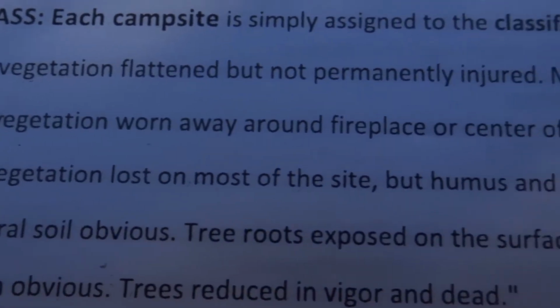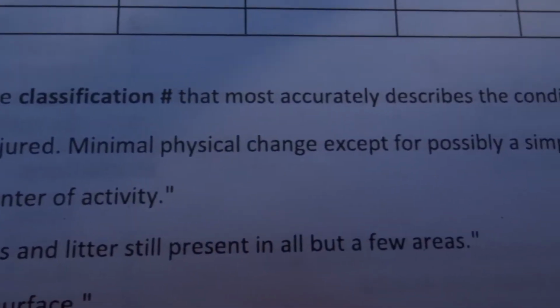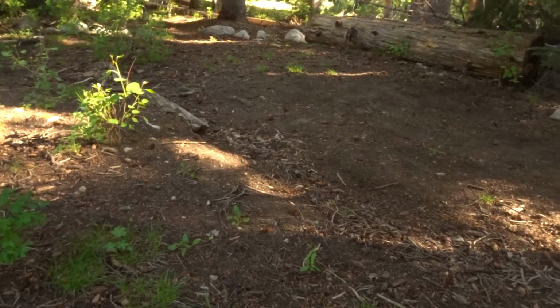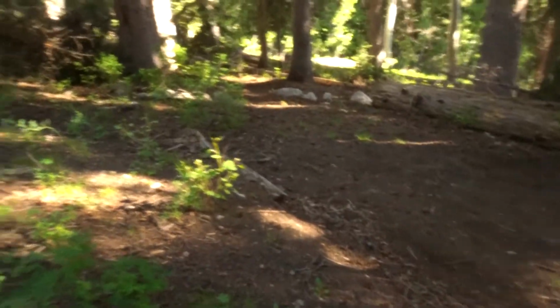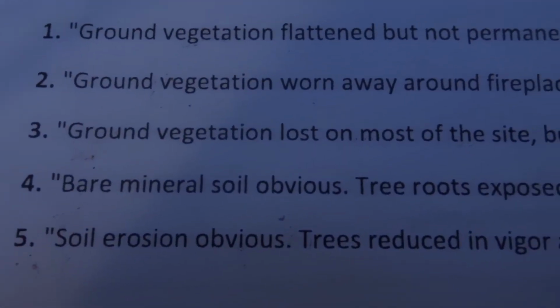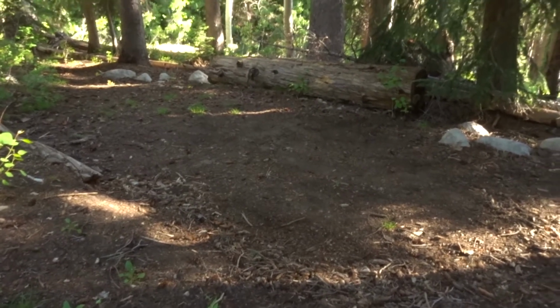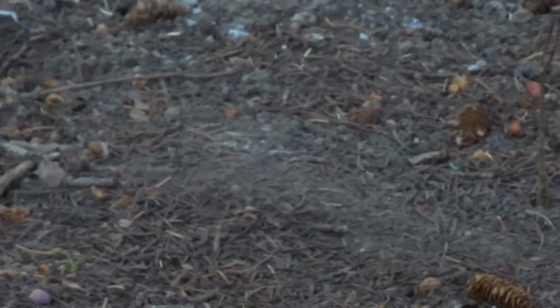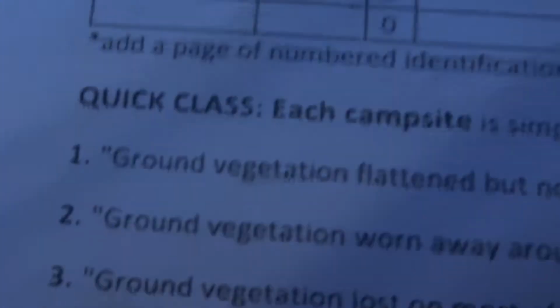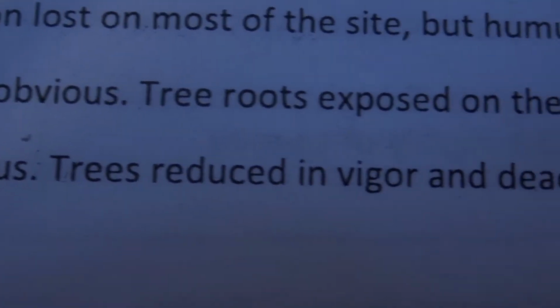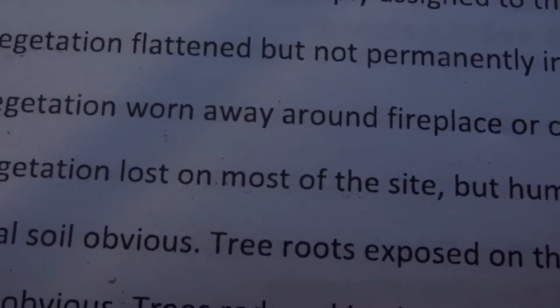Number 3, ground vegetation lost on most of the site. Humus and litter are still present. Yes, we have that in all but a few areas. The tent site itself, but the whole campsite still has some vegetation around it. So we're getting close. Number 4, bare mineral soil obvious, tree roots exposed on the surface. Only right there in the center are we seeing bare soil. Just one scuff. So I don't think we need to go that far on our quick class. And then the 5th one, soil erosion is obvious, trees reduced in vigor and dead. So I don't think we're there.